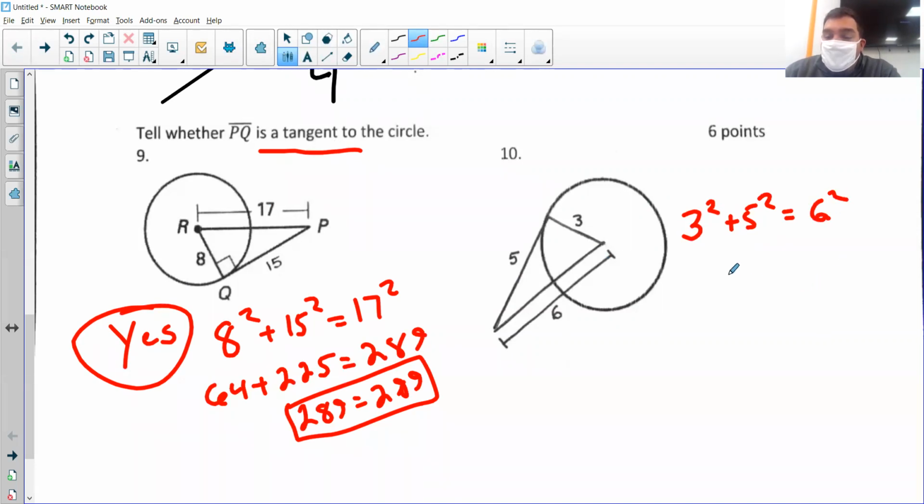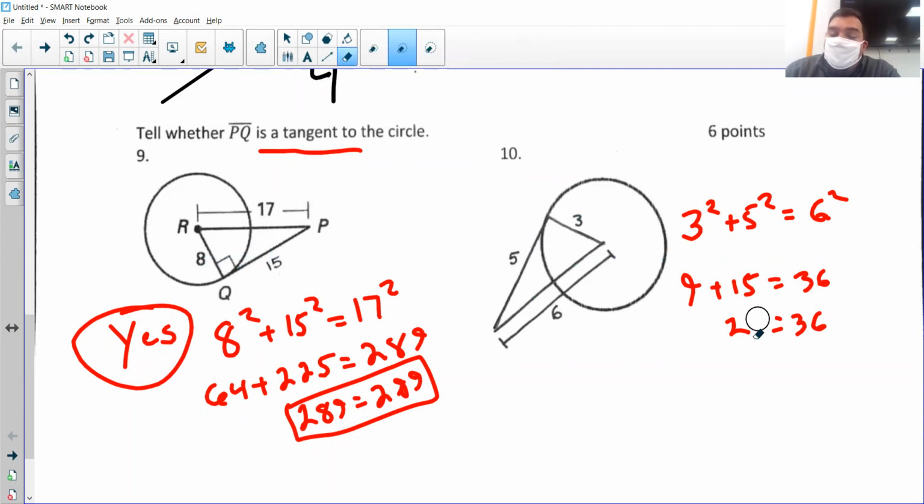Why are you doing this? Because we're testing if it is a right angle. I would not draw this right angle in this case. You have to test if it is. So this one, it will look more like this where there's no right angle. So 9 plus 25 equals 36. I'm just adding here.